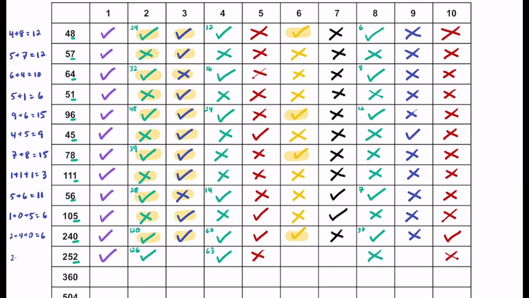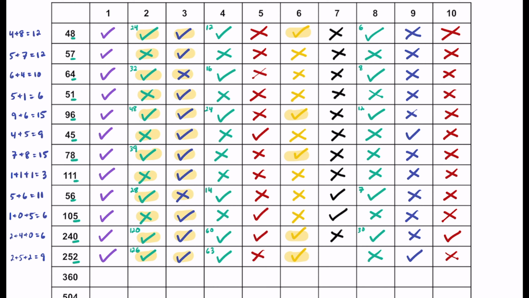So 2 plus 5 plus 2. 2 plus 5 is 7. 7 plus 2 is going to be 9. So is 9 a multiple of 3? Yes. Is 9 a multiple of 9? Yes. Okay. Now, do 2 and 3 both work? 2 and 3 both work, which means 6 is also going to work here.